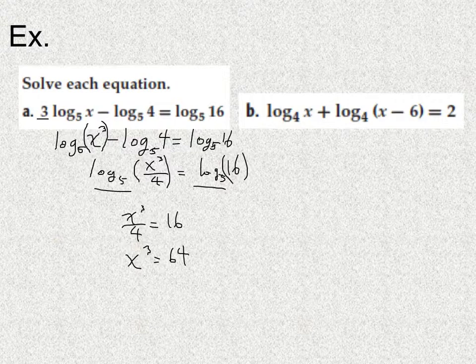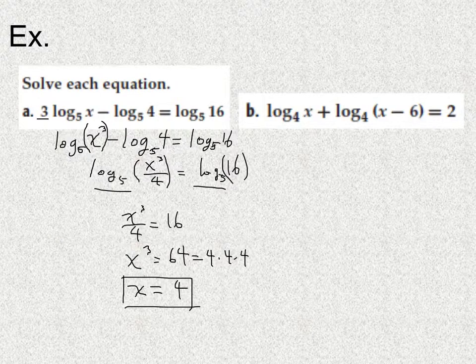And then if we take the cube root, well, 64 is the same as 4 times 4 times 4, right? So if I take the cube root of that, then I just get x equals 4. Okay, so that would be the solution to this statement. If I plugged 4 back into there, that is what I would get.